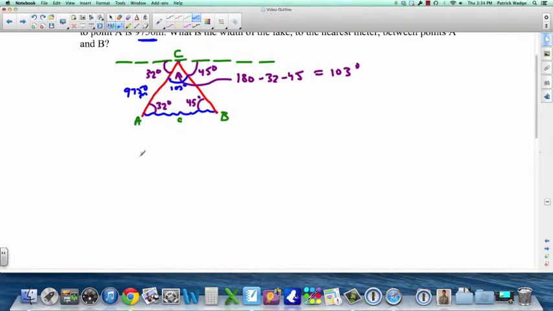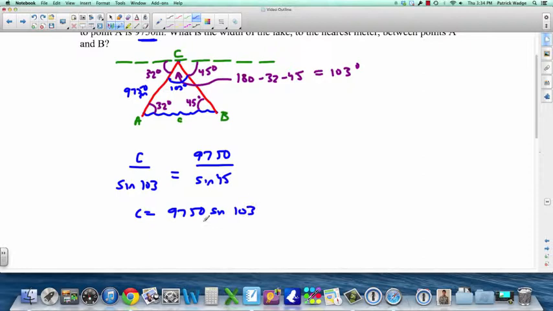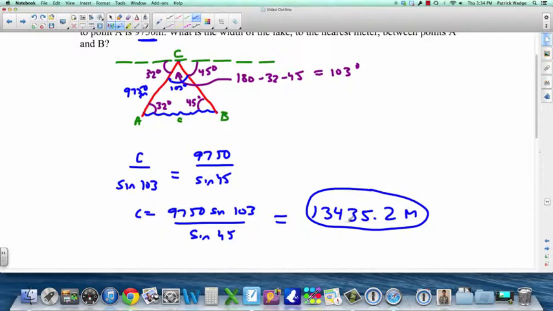And we're looking for a side. So it's going to be c over sine C, which is sine 103, equals b, which is 9,750, over sine B, which is sine 45. Cross multiply. 9,750 times sine 103 divided by sine 45, and if you divide that, you get 13,435.2 meters. You're finished. Kind of surprised we didn't get asked to change this to kilometers.